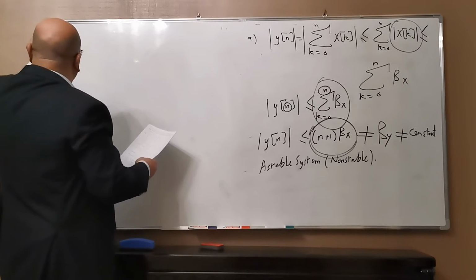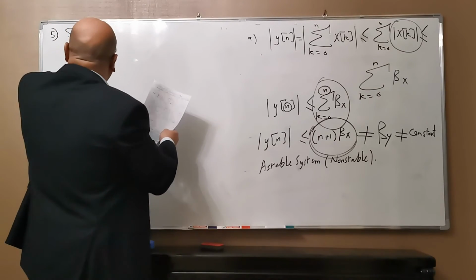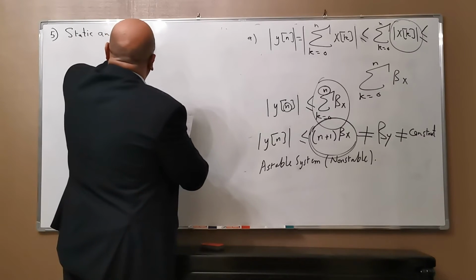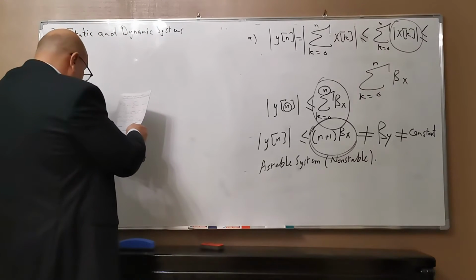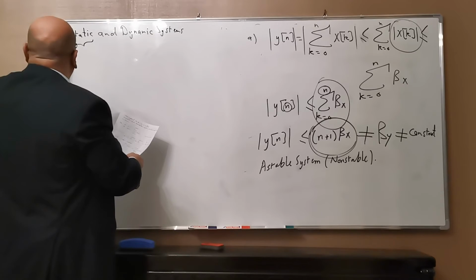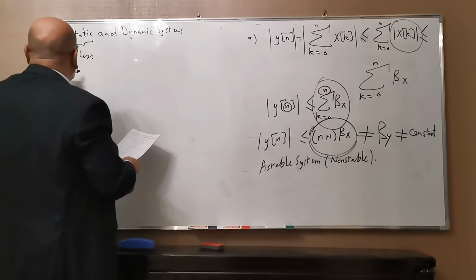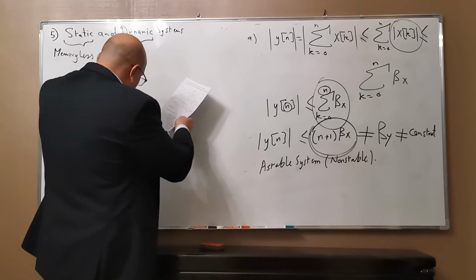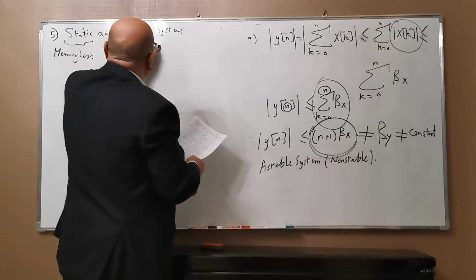Property or classification number 5, we'll talk about static and dynamic systems. Okay? Sometimes static systems we call memoryless systems. And dynamic, we call it a system with memory.